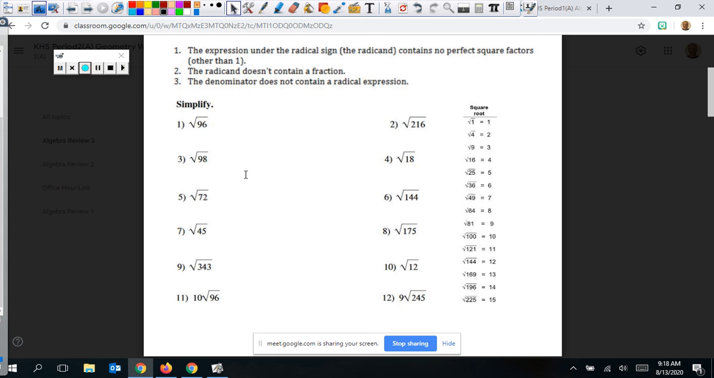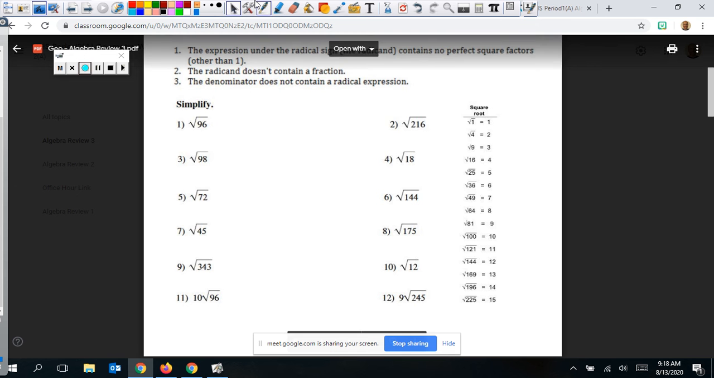Alright, so I'm going to start by looking at number 1 first. The square root of 96, how would we simplify that? If you look through the whole list here, there's only one of these problems that will become a whole number. If you can spot that right away, that's number 6, square root of 144, on our list. So right away you could know the answer to number 6 is 12.